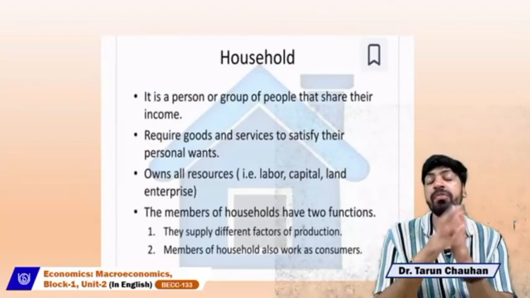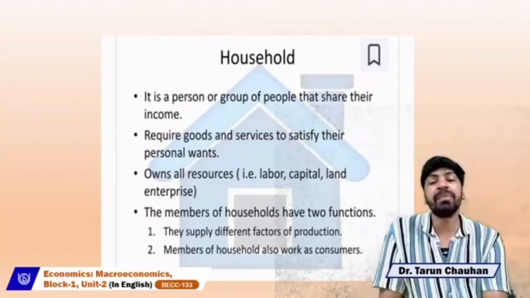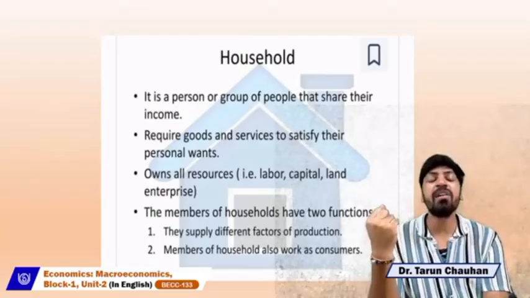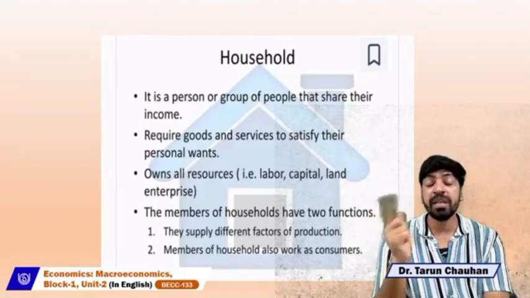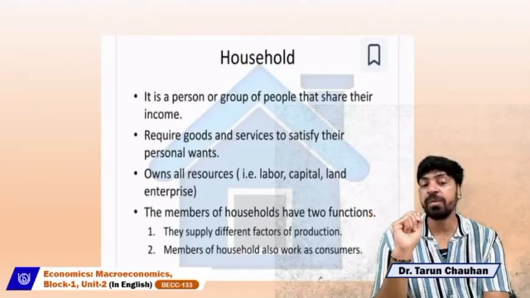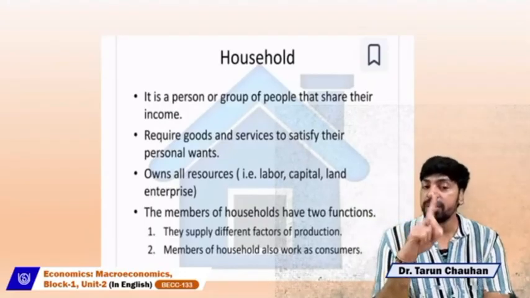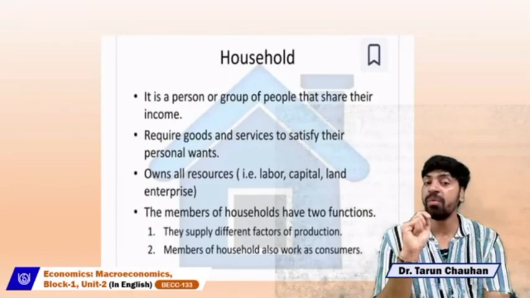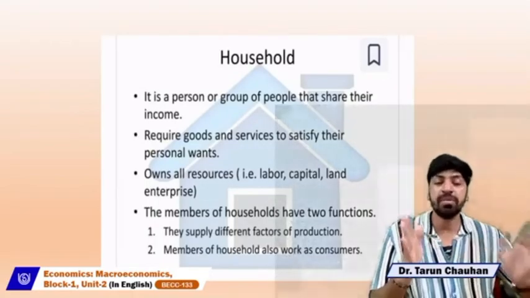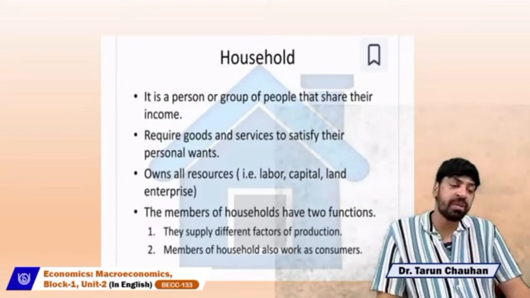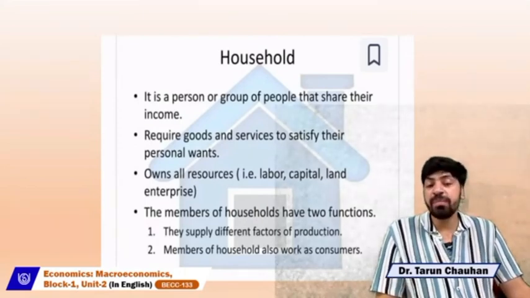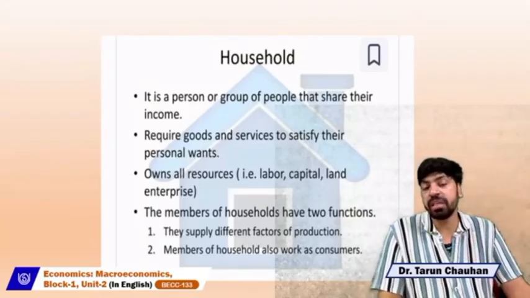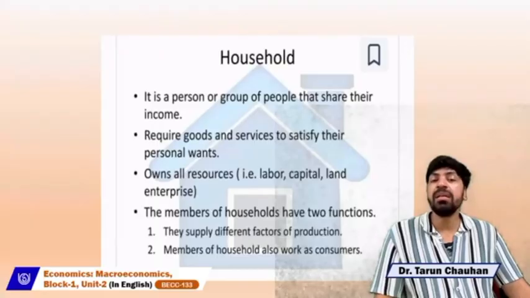So all resources refers to land, labor, capital, and enterprise, which we always talk about as the four factors of production. Or in other words, it is also called the factors of production. Under household, we call them all resources rather than factors of production, because when we say factor of production, we talk about the individual units or individual pieces. So here we are talking about the whole economy.